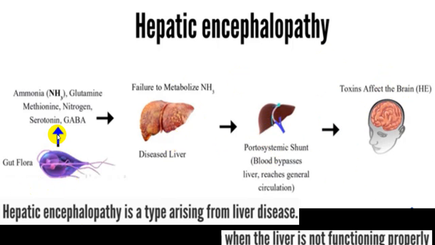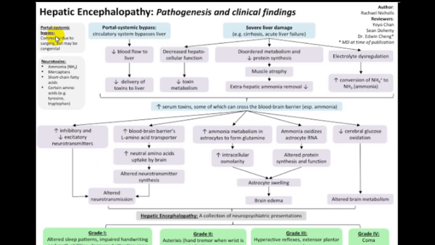Gut flora will convert these different compounds into ammonia, and you will have excessive levels of ammonia, glutamine, nitrogenous products, GABA, etc. This is in detail the pathophysiology of hepatic encephalopathy. You can go through it at your leisure time. I am keeping it for some time. You can go through it, because this can be asked in your oral and as a short note also. That is the pathogenesis of hepatic encephalopathy.